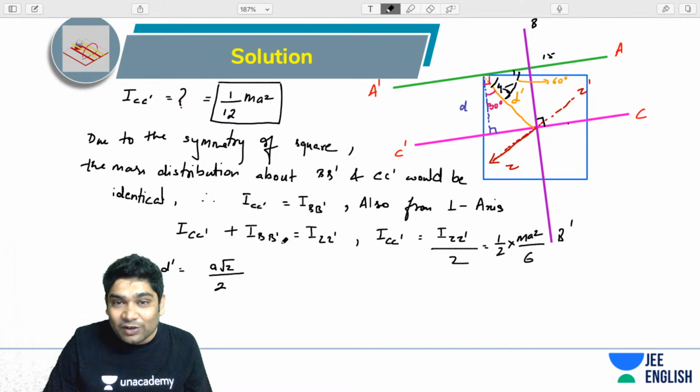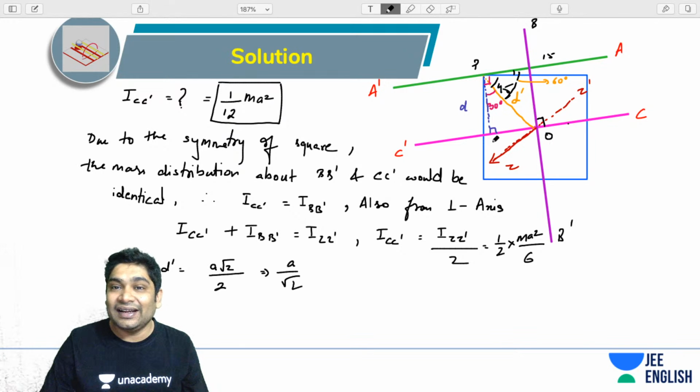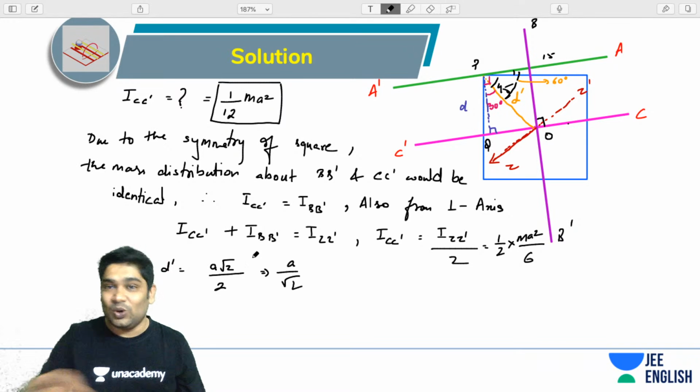So D dash I already know. The entire diagonal would be A root 2, so half of A root 2. So this is A by root 2. Okay. Now from this triangle, let's give these guys some names. So let's call this P. Let's call this O, and let's call this Q. Okay, in triangle PQO, what will you see?